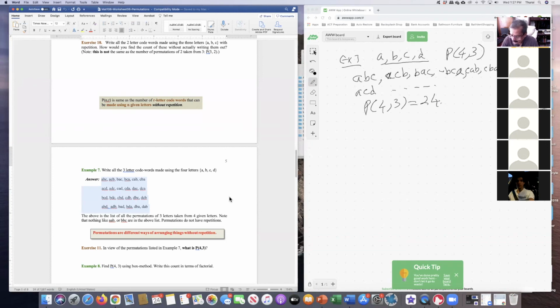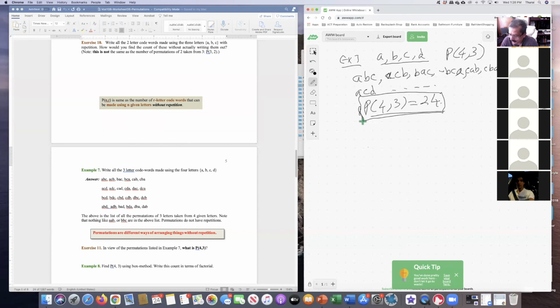So I can count to find P(4,3), I can use box method. P(4,3) means what? 3-letter code words made from 4 letters given to you. So how many boxes to fill? 3.